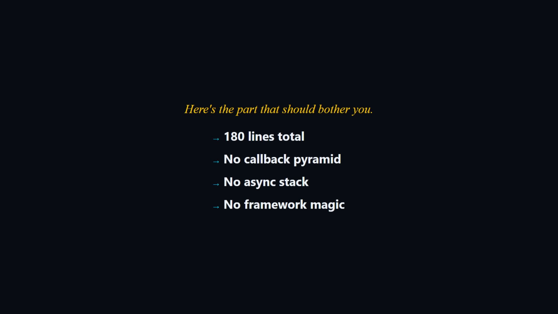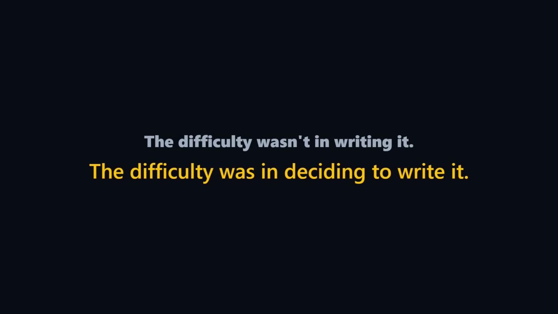And here's the part that should bother you. The C version is not harder to read. It's about 180 lines. No callback pyramid, no async stack, no framework magic underneath. If anything, it's more explicit, not less. The difficulty wasn't in writing it. The difficulty was in deciding to write it.